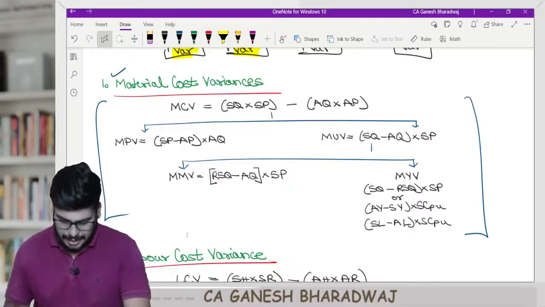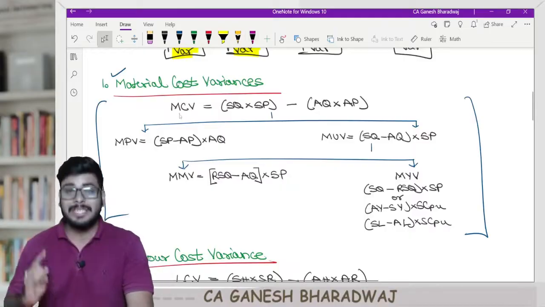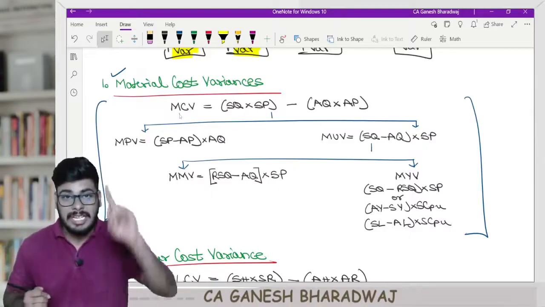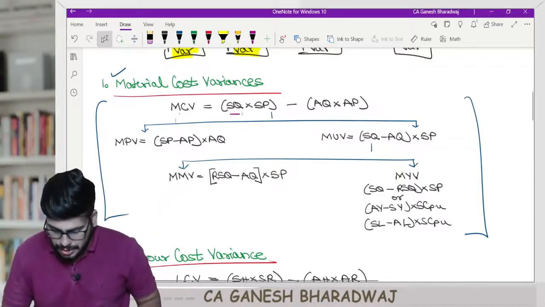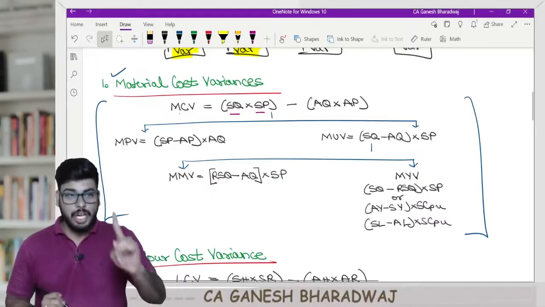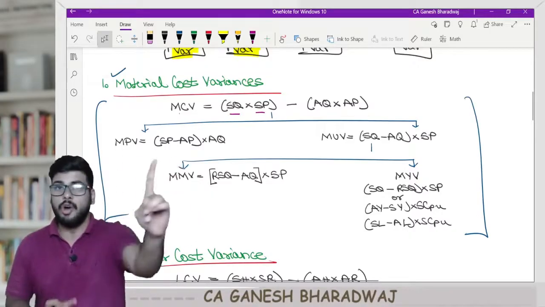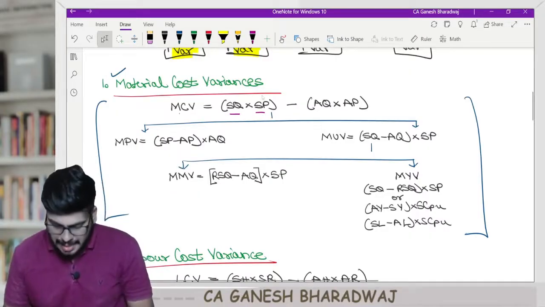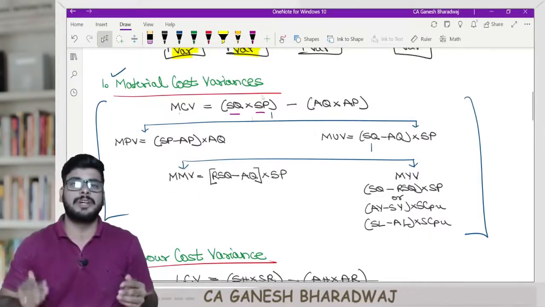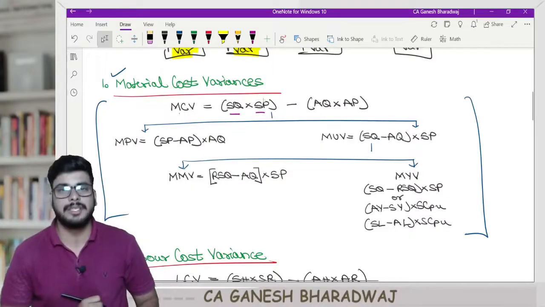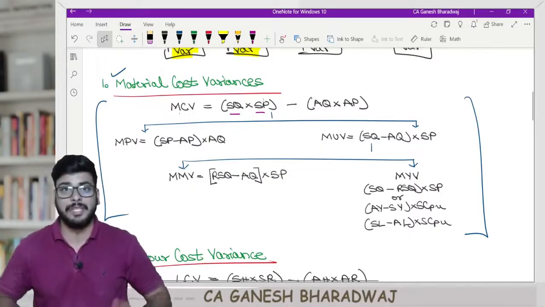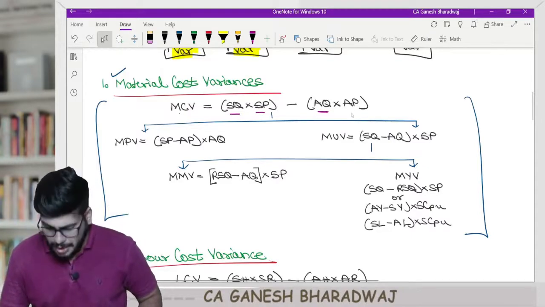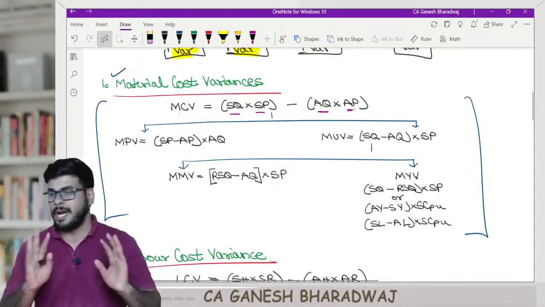Now, guys, in the case of material cost variance, what is the standard material cost? Which means, what is the material cost you should have incurred? Standard quantity into standard price. What do you mean by standard quantity? To produce the actual production, how many kgs of raw material I should have consumed. Multiplied by, per kg of raw material, what is the price I should have paid. This has to be compared with the actual kgs of raw material I have consumed and the actual price that I have paid. Are you clear with this?